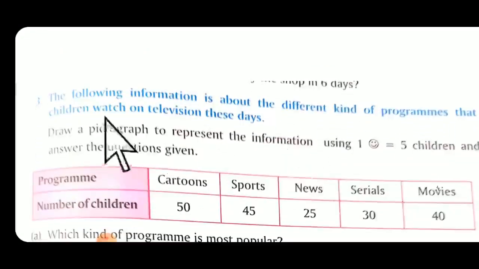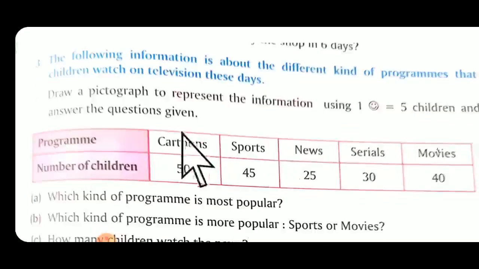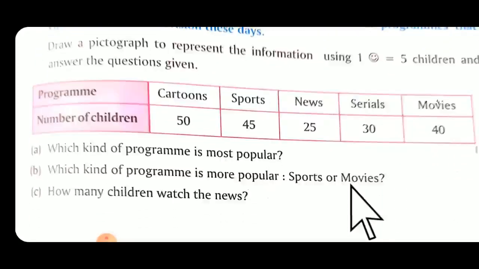Then question number 3. The following information is about the different kinds of programs that children watch on television these days. So you have to draw the pictures using one face equal to 5 children. Which program? Cartoon is liked by 50 children, whereas sports only 45. News, very few, 25, whereas serials only 30 and movies 40.